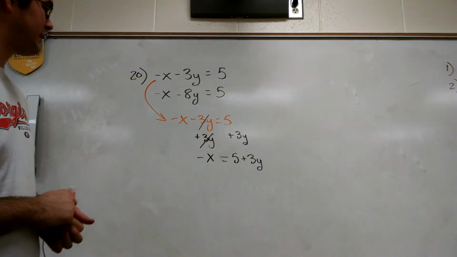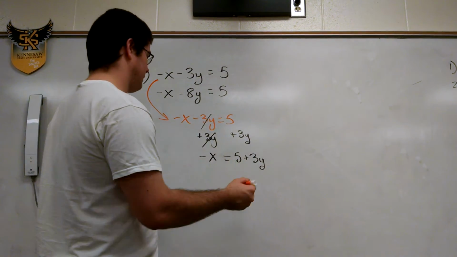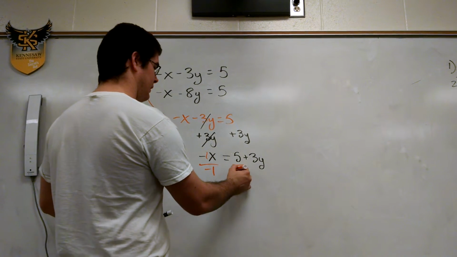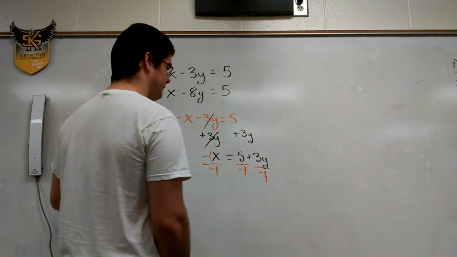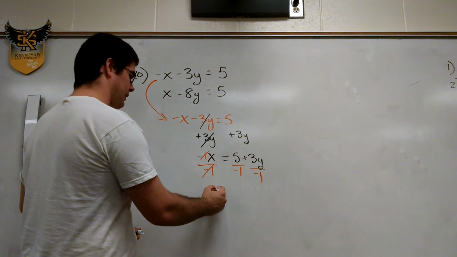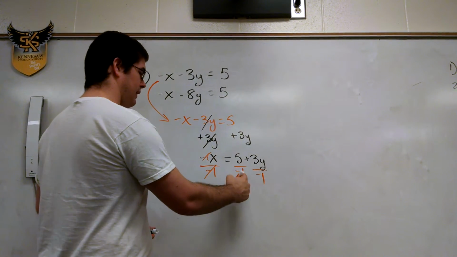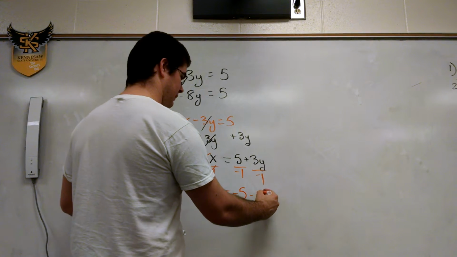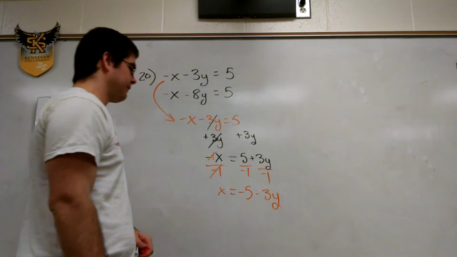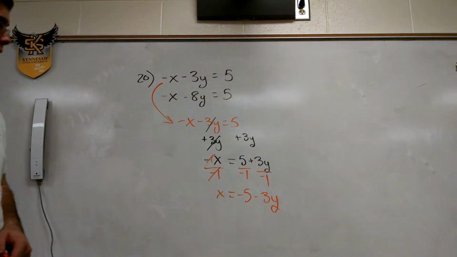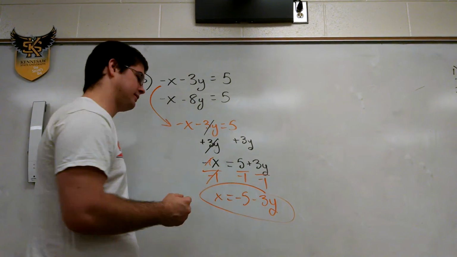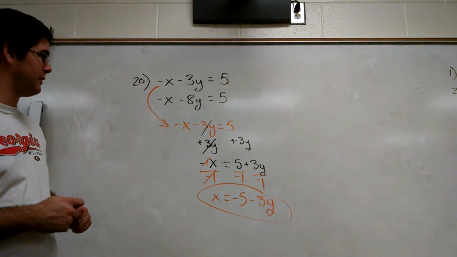Alright? Still don't have x by itself. Need to get rid of the negative 1 that's in front of it here. I'm going to do that by dividing everything by negative 1. Alright? So these cancel, and we're left with x equals 5 divided by negative 1 is negative 5. 3 divided by negative 1 is negative 3. And now we have one equation with one variable by itself, namely x.